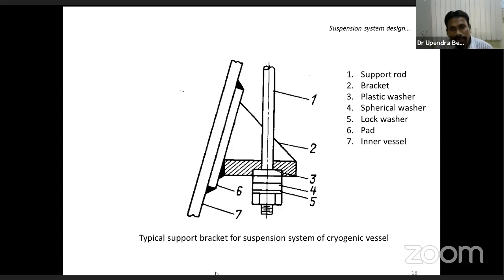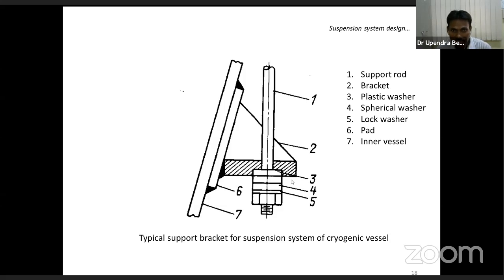Then this shows a typical support bracket for the suspension system of a cryogenic vessel. You can see here, this is a support rod from the outer vessel to the inner vessel, and this is the surface, or the thickness, of the inner vessel, which is connected with a pad, and the pad is extended by some support bracket. This is the bracket, and this bracket is held by the support rod from the outer vessel. You can see here where the contact is taking place between the outer and the inner vessel, because this is a heat carrier. So at that point you have to use some plastic or some very low thermal conductivity washer, so that the heat transfer will be minimized from the outer shell or the outer vessel to the inner vessel. So this shows a typical support structure for supporting the inner vessel in the outer vessel with less heat transfer from the outer vessel to the inner vessel.